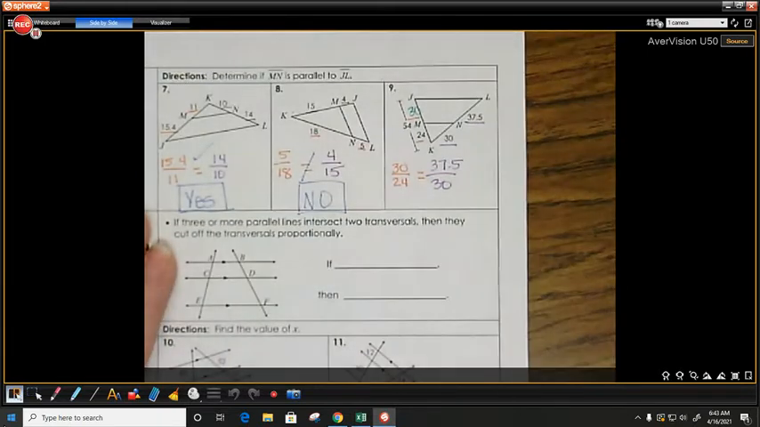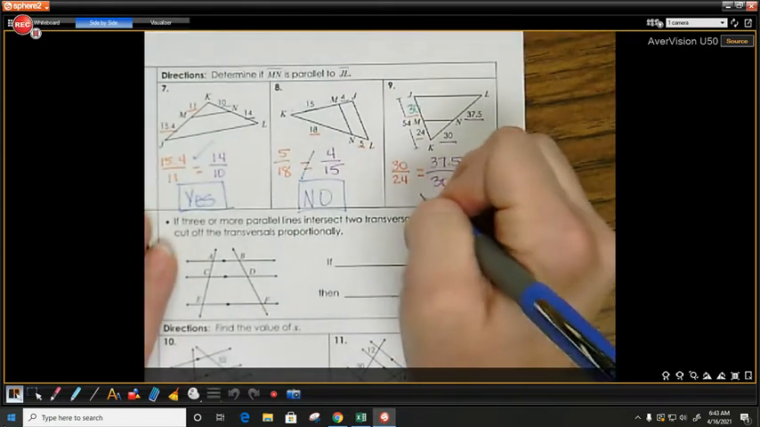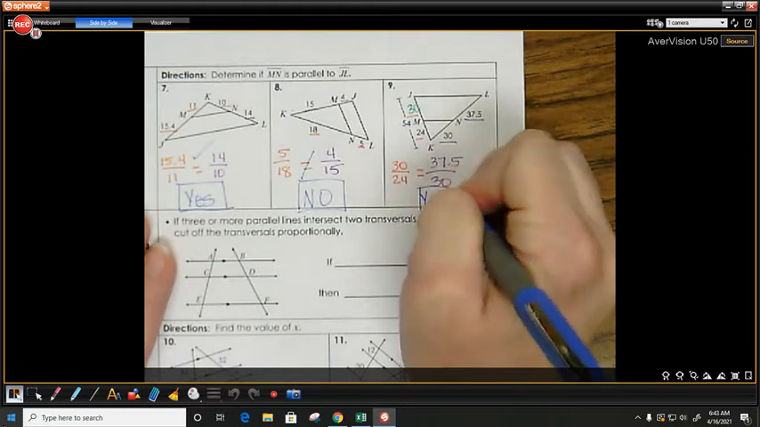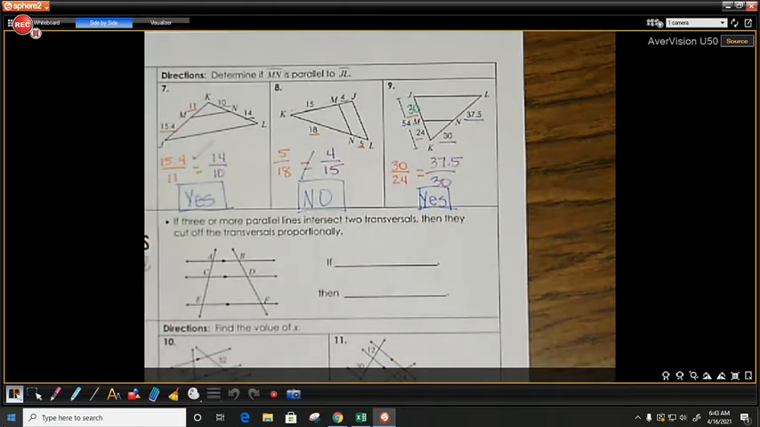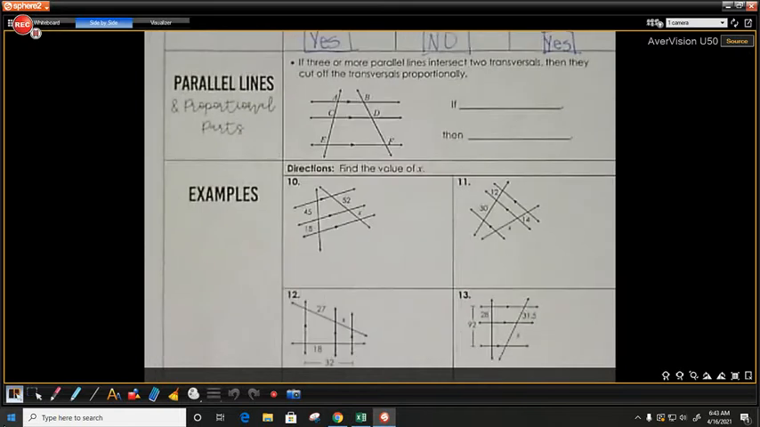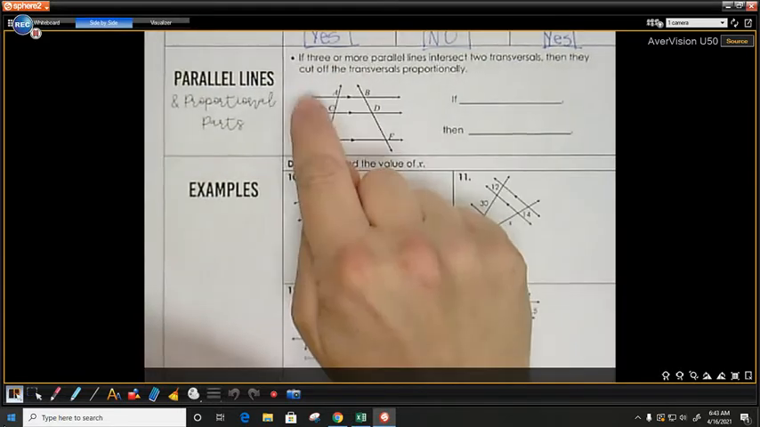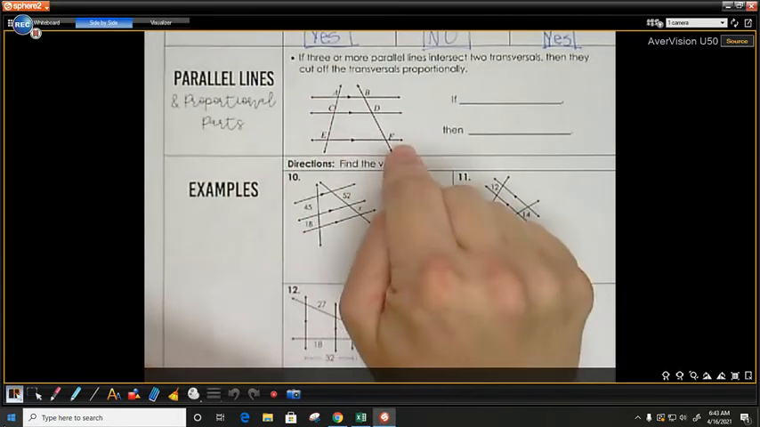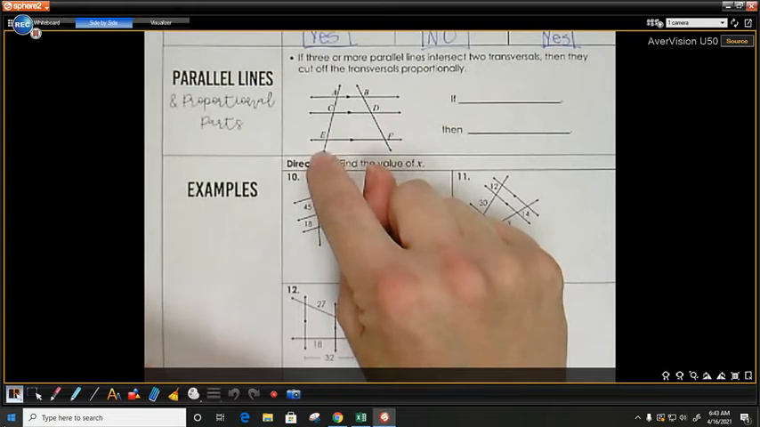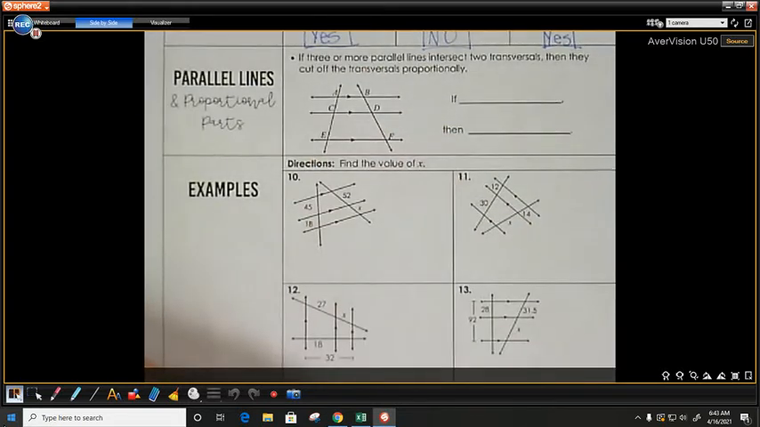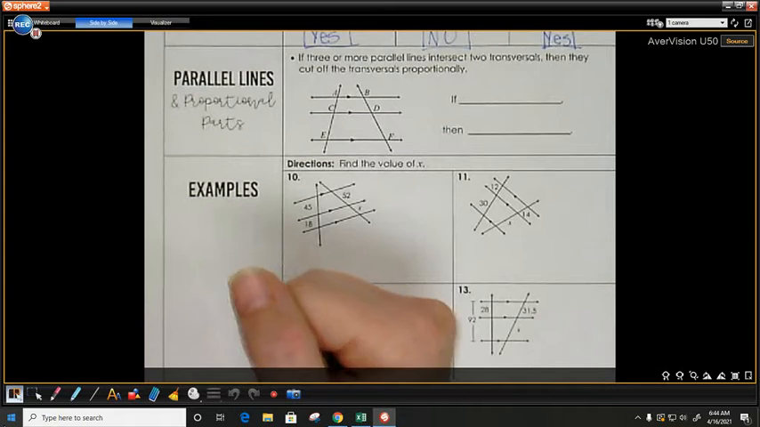And yes, they're equal to each other, therefore my two lines are parallel. Okay? So now we are going to move on to parallel lines and proportional parts. It says if 3 or more parallel lines intersect two transversals, so here are my 1, 2, 3 parallel lines intersecting my two transversals, then they cut off the transversals proportionally.